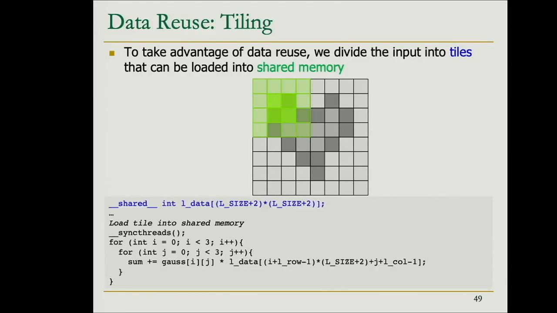For that, we will need to declare some array in the shared memory. In this case, it is L data, local data of this size. And then we will have to synchronize. Why do we need to synchronize? We need to synchronize to make sure that we have finished loading the entire tile into the shared memory, and then we can run the computation directly reading the tile of the image from the shared memory. Again, back to the reason why we need to synchronize.